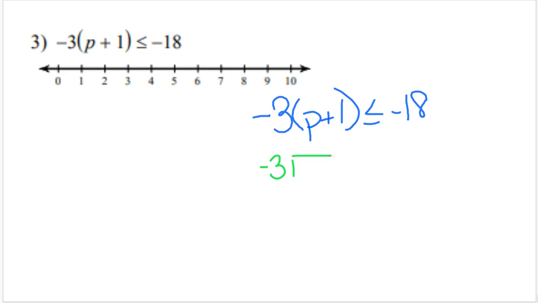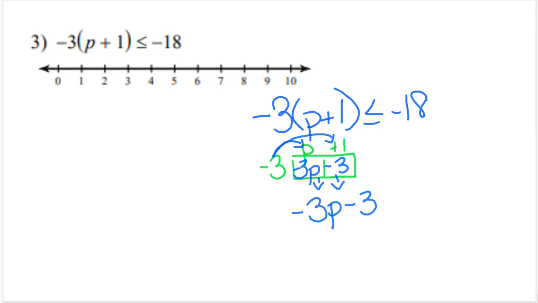-3 and p + 1. So -3 times p would give me -3p, and -3 times 1 would just give me -3. So when I bring it all down, my new problem would be -3p - 3 ≤ -18. Now I can go ahead and continue solving.